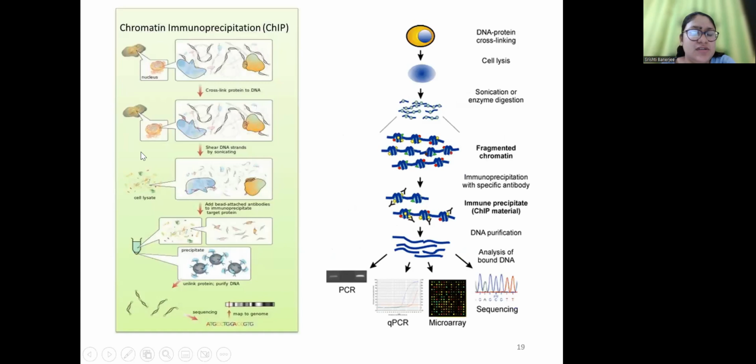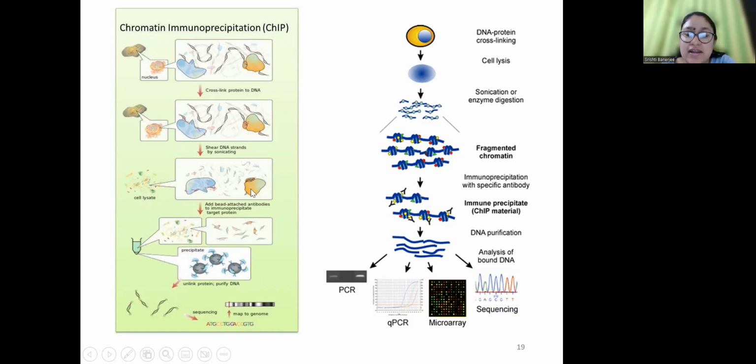Yes. So this is your nucleus. It has the DNA. This has the protein. So this is the DNA to which the protein is binding. So it is cross-linked. So what we do is we break it. We shear the DNA strands by sonication. So what will happen is the entire DNA strand will break, which will form the cell lysate. But only the portions which are bound to the protein are not going to break because the protein is protecting the DNA. And then we add a bead attached antibody to immunoprecipitate the target protein.